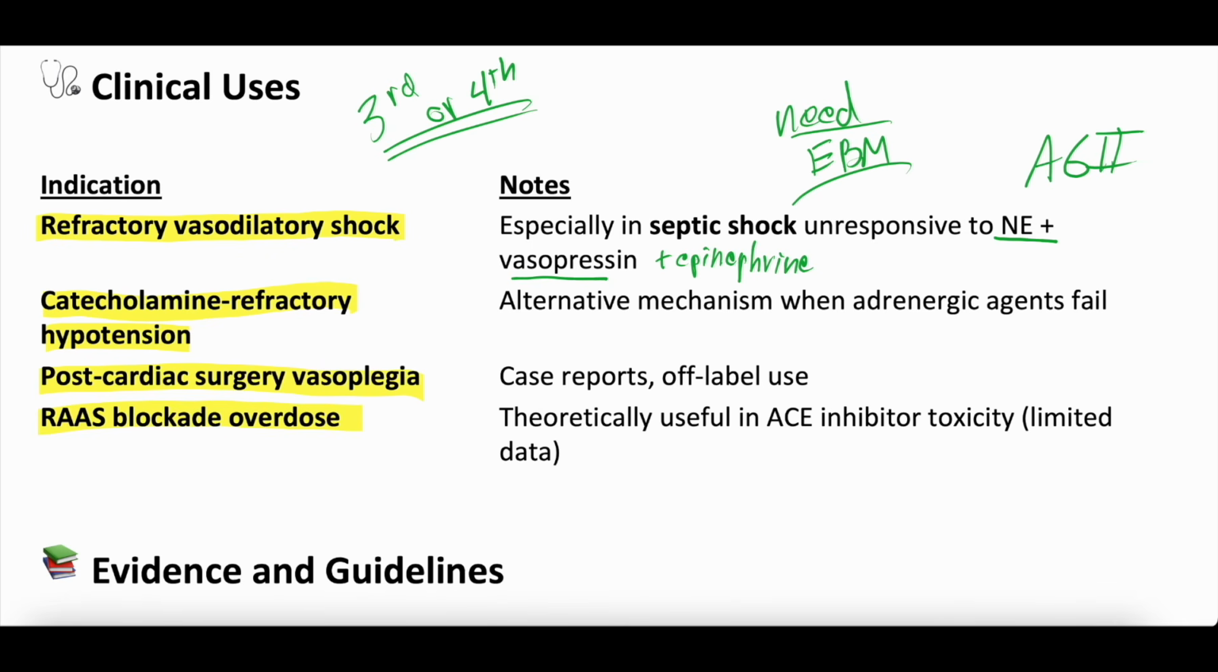This is interesting, right? If someone overdoses on their ACE inhibitor, they take too much of it. It's theoretically useful in ACE inhibitor toxicity, although the data is limited. But as we said, it works downstream of the ACE. So it theoretically should be extra effective in these patients, whereas other vasopressor medications may be less effective. But the main thing is third or fourth line here for vasodilatory shocks, such as septic shock, after you've already trialed first line, which is norepinephrine, and second line, which is vasopressin, and sometimes even a third line like epinephrine.